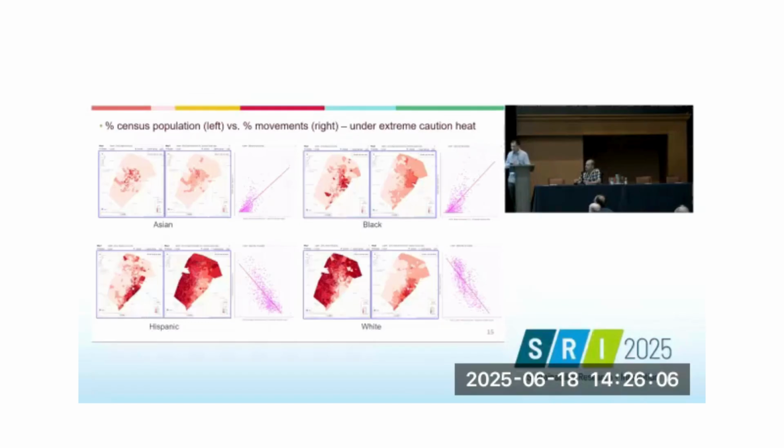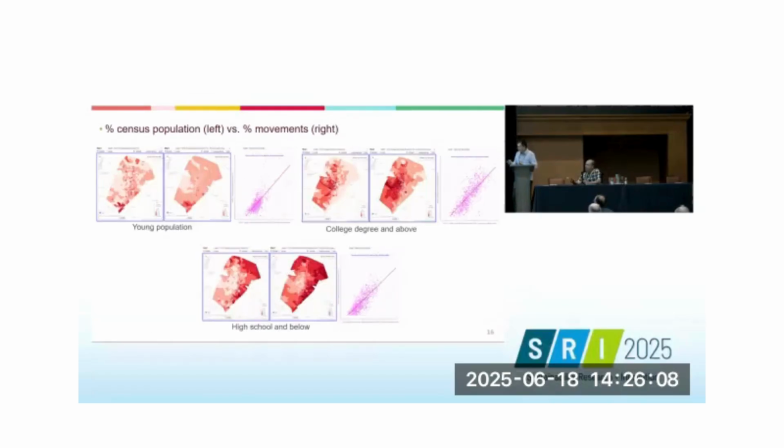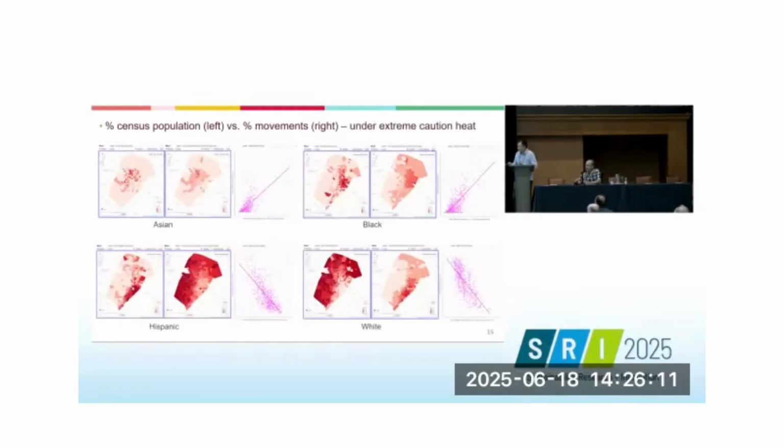One of the obvious things that you can notice for the Hispanic population is that there is a larger percentage of Hispanic movement than the Hispanic percentage of the census. But in contrast, for white people during the extreme caution period, there is a smaller percentage of movement than their percentage of the census population.